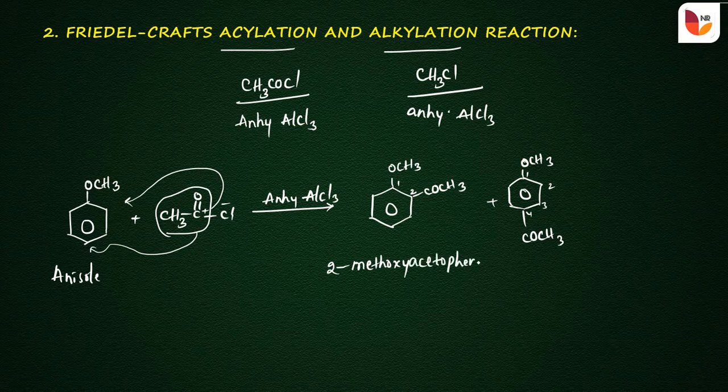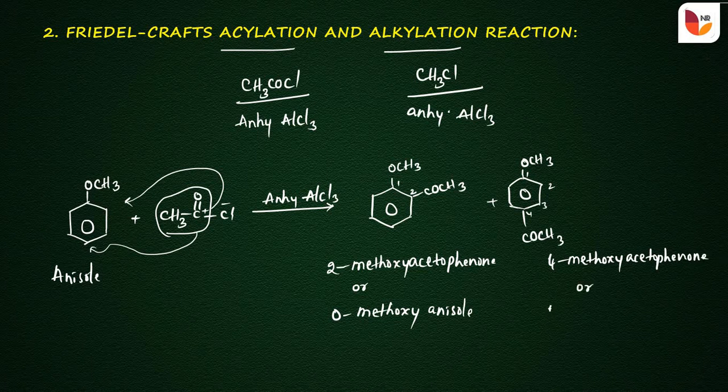Acetophenone. Or it is also called ortho-methoxy anisole, and the para product is called 4-methoxy acetophenone, or para-methoxy anisole. Here the major product is the para product. It is the major product and the other is the minor product.